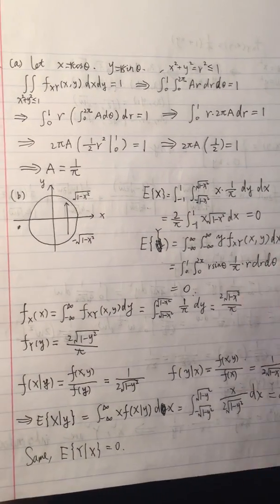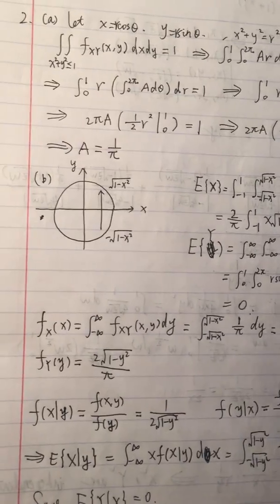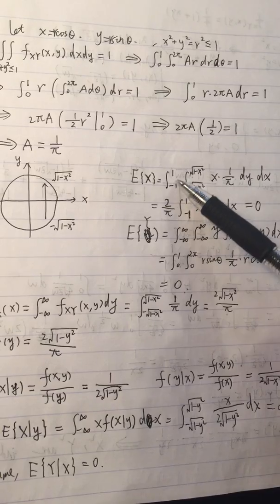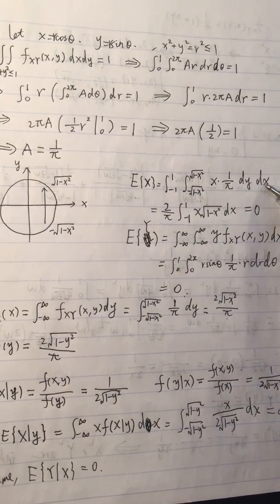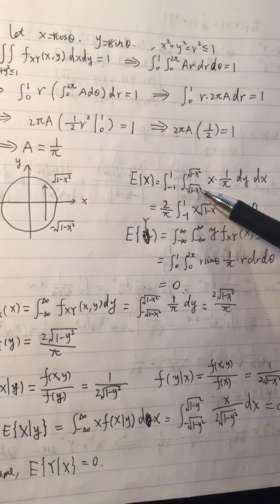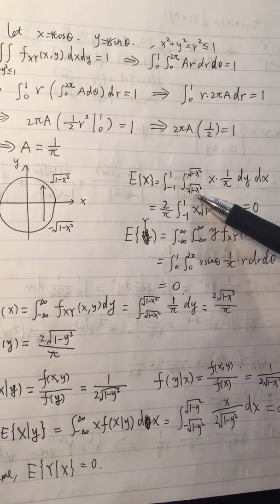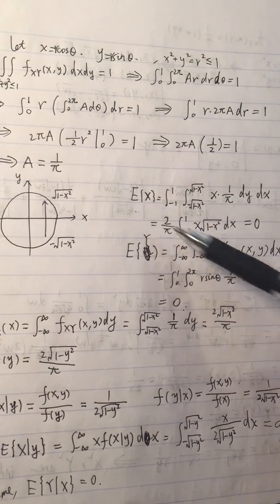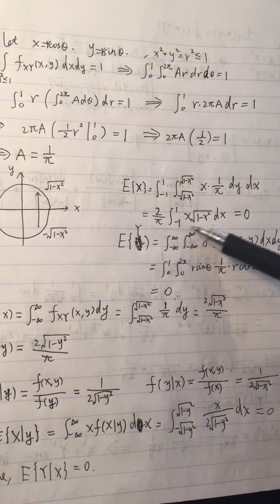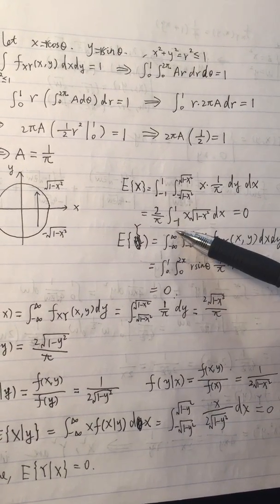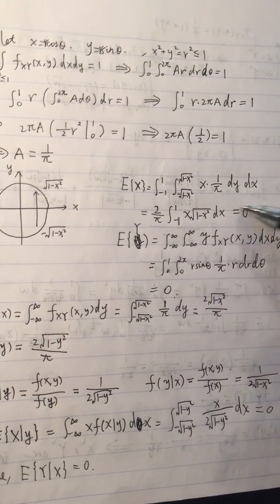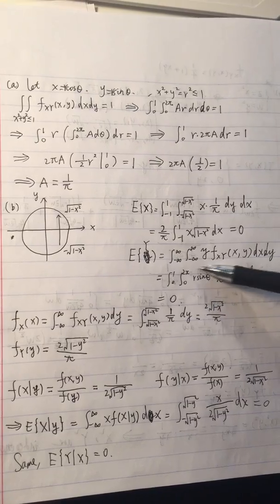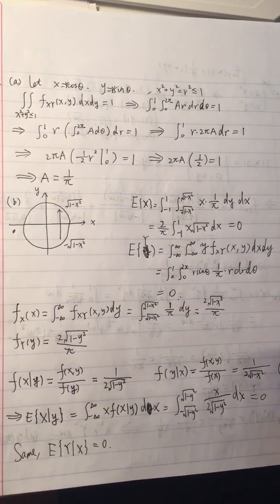Next, we need to find the expectations. E[X] is the integral from minus 1 to 1 over x, and y is from minus the square root of 1 minus x squared to the square root of 1 minus x squared. After calculating, because it is an odd function and x is from minus 1 to 1, we easily find E[X] is 0. And E[Y] is the same as this one, so E[Y] is also 0.